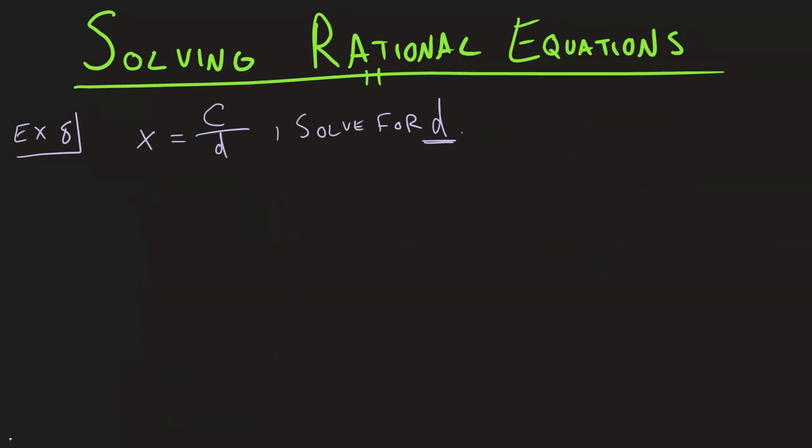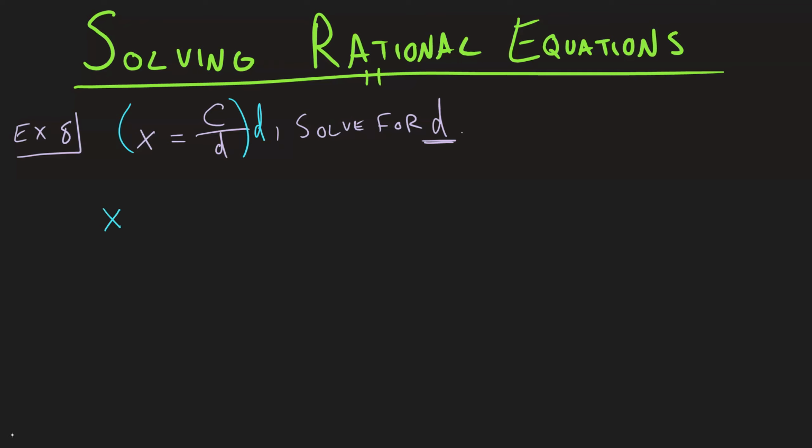So for example 8, we're looking at an equation x is equal to c over d. No numbers at all, just variables, kind of like in physics. In this situation, what we're trying to do is solve for d. So we're going to use the same tactics we've been using. I'm going to take this equation and multiply it by the least common denominator, which in this case is just d.